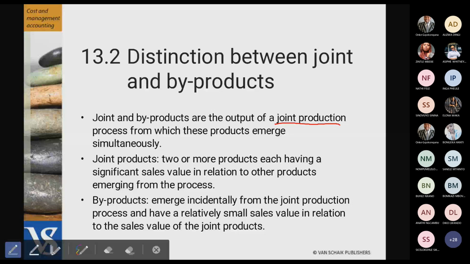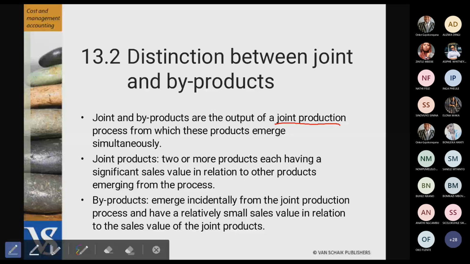Specifically, when we look at joint products, they say that they are two or more products, each having a significant sales value in relation to other products emerging from the process. So you slaughter the sheep, and you are looking for the shoulder and the chops. Those are your main products, as you've seen in that second picture, that we are going to have from this one sheep.